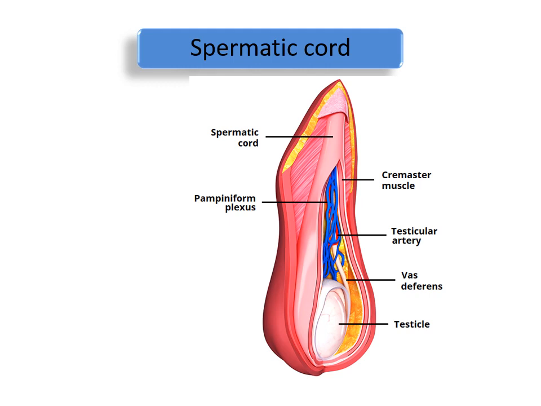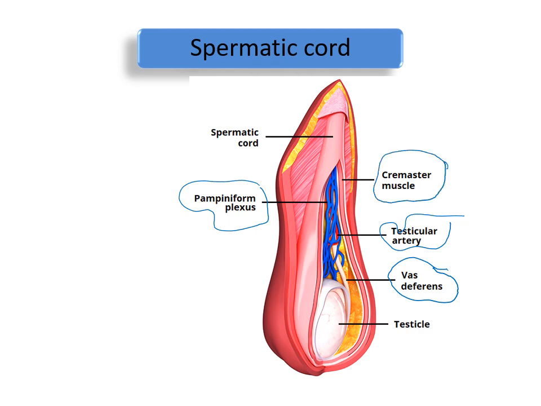The spermatic cord is formed of 4 structures. The first structure is the vas deferens. The second structure is the pampiniform plexus of veins. The third structure is the testicular artery and vein, and you have the cremasteric muscles, and of course lots of nerve supply present. So the main 4 structures are vas deferens, pampiniform plexus of veins, testicular artery and vein, and cremasteric muscle. Cremasteric muscles are striated muscle fibers.